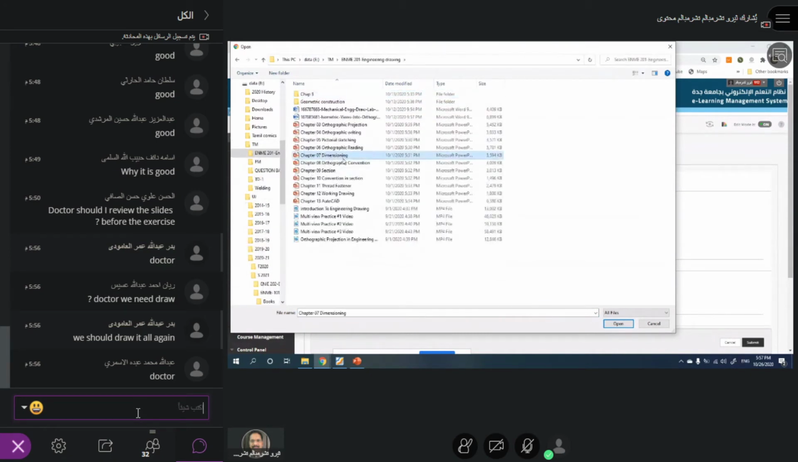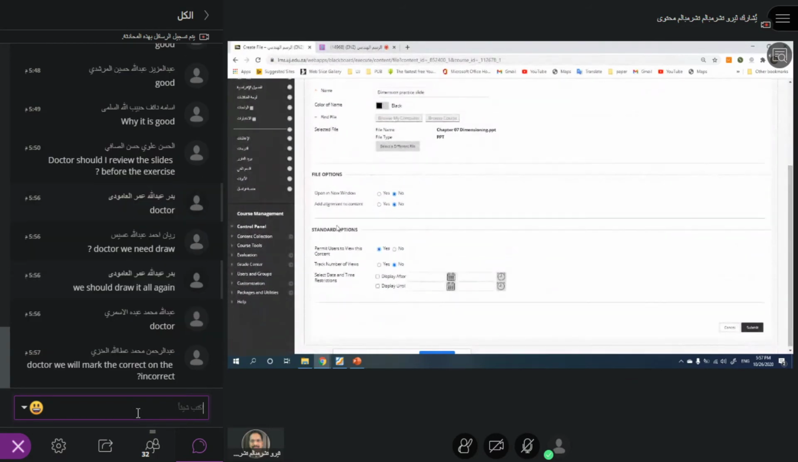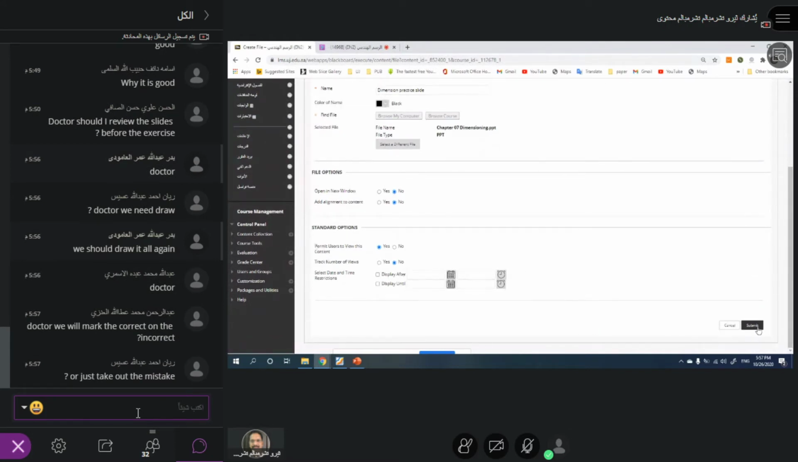Drawing, dimensioning. Yeah, this file is now available. You can download the file, open in window, permit users to view this. There is no restriction. You can use it. Okay. Yeah, now this is ready. You can download it. I'll give submission.